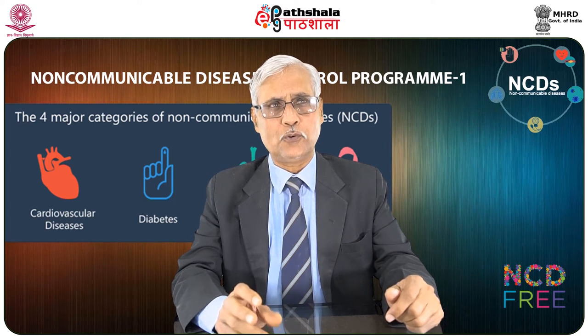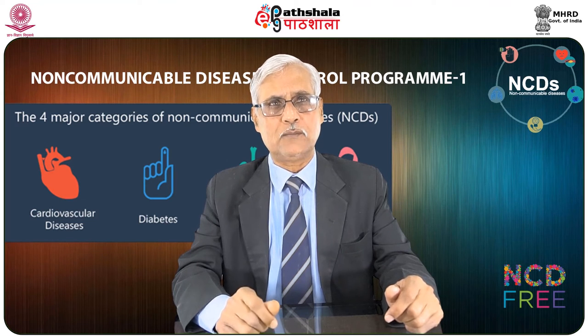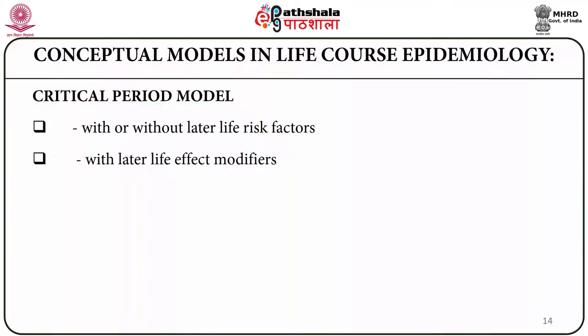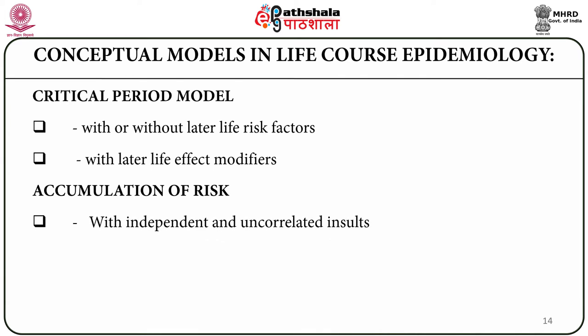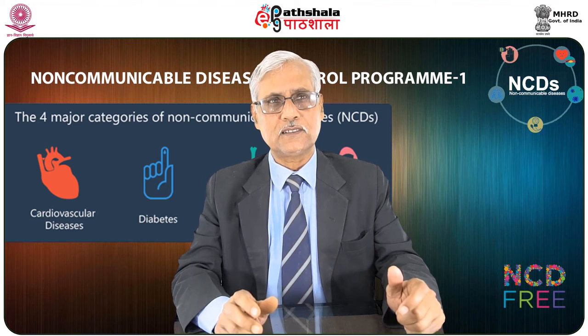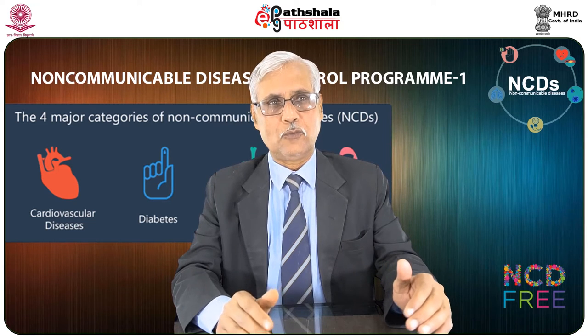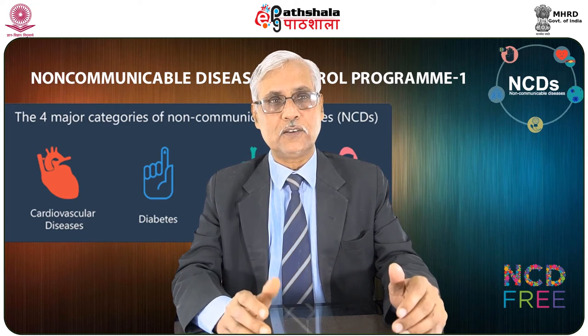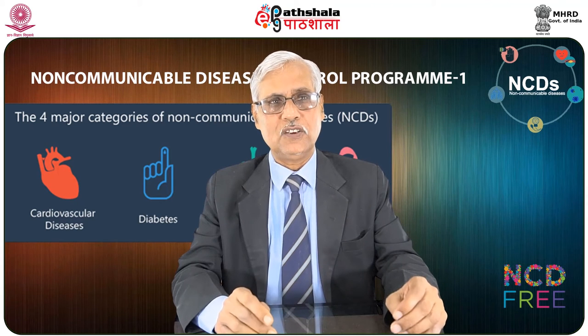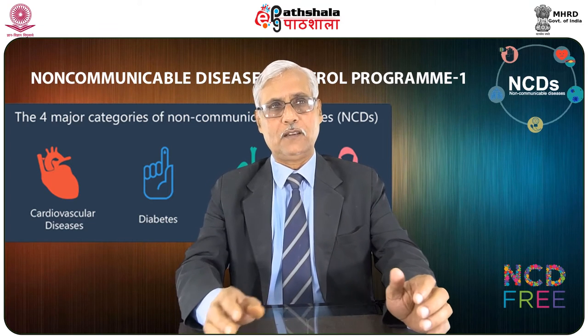The conceptual model in life course epidemiology states that there are two models: particularly the critical period model, with or without later life risk factors, with later life effect modifiers. And the second model is accumulation of risk, with independent and uncorrelated results, or with correlated results. So these are the conceptual models, and risk clustering. That is, if there is more than one risk in a particular person, the chances of adverse effects will be more. Then lastly, chains of risk, and additive or trigger effects.